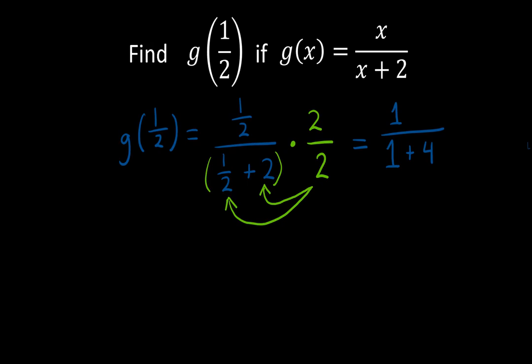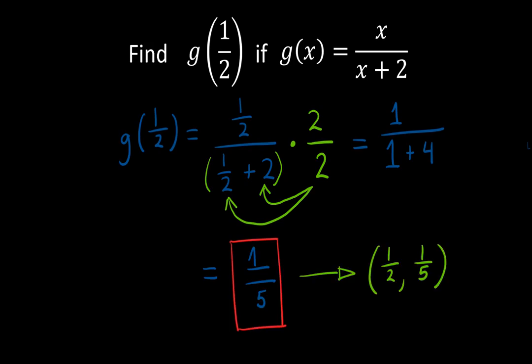So 2 times 1/2 gives us 1, and 2 times 2 gives us 4, which gives us a value of 1/5. This means for this function, function g, when x has a value of 1/2, y has a value of 1/5. That gives us the point 1/2, 1/5 on the graph of g of x.